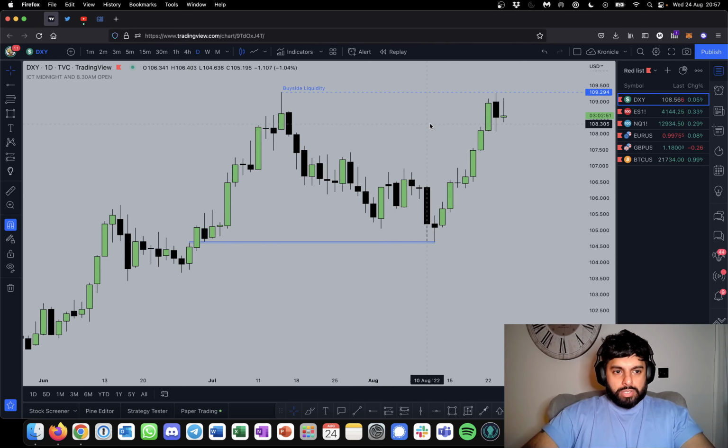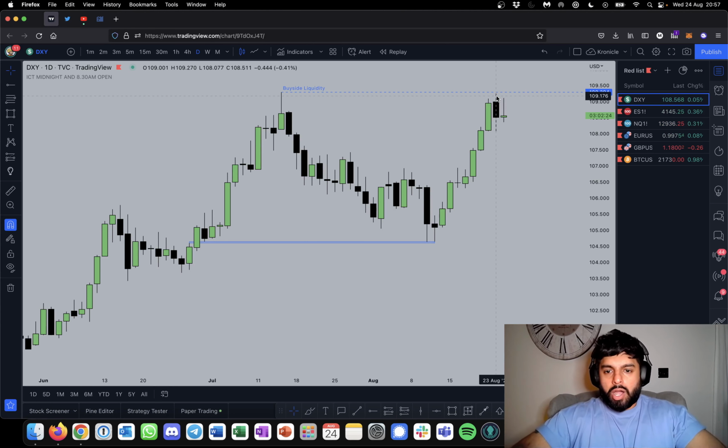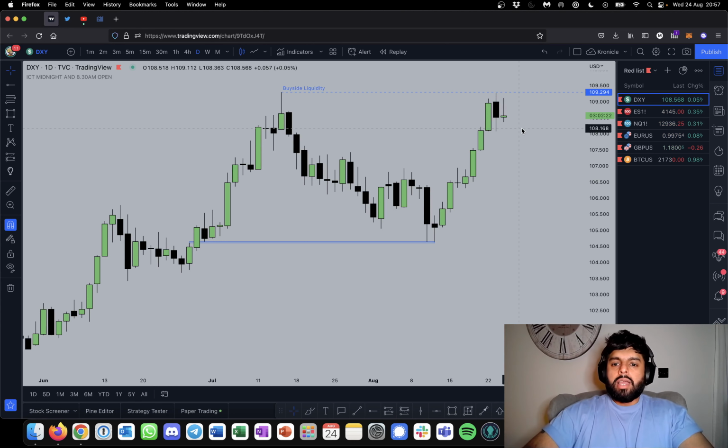So I won't go into the DXY too in depth, but what I will say is based on what we see here on the daily time frame, what we can expect is a move into the buy side liquidity. So this high that we have from the 14th of July, and we're looking to try and trade above that, sweep the liquidity, and then see if we go higher or lower.